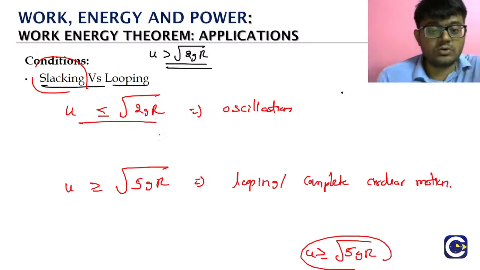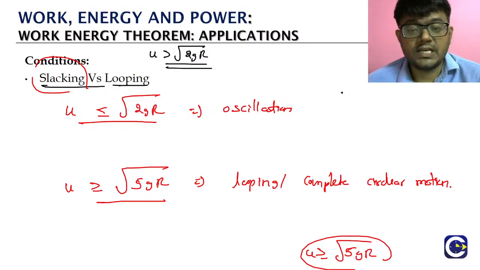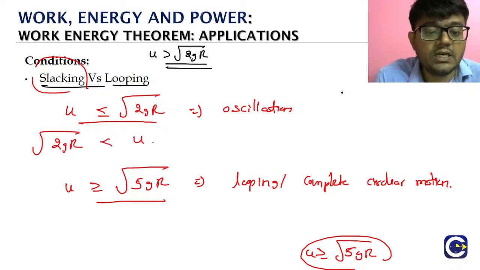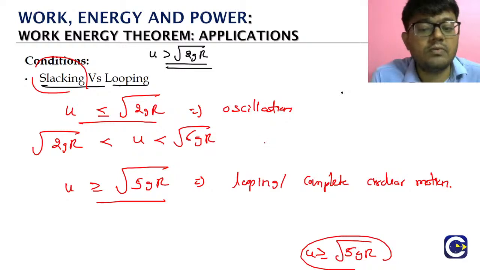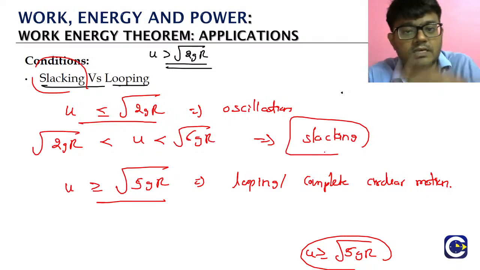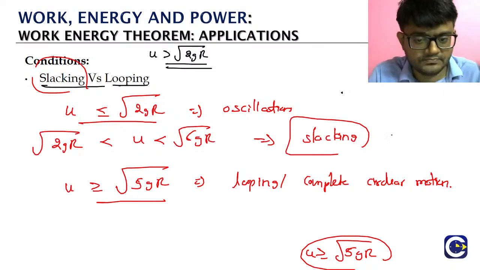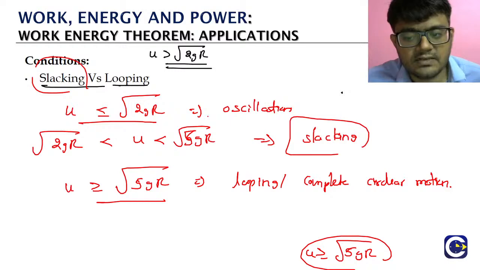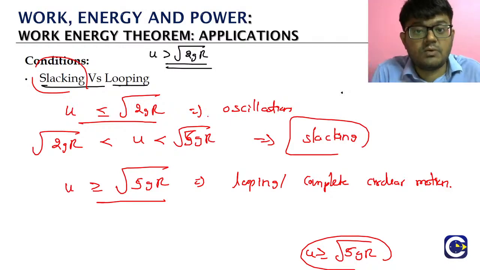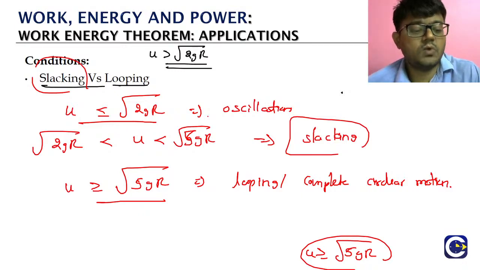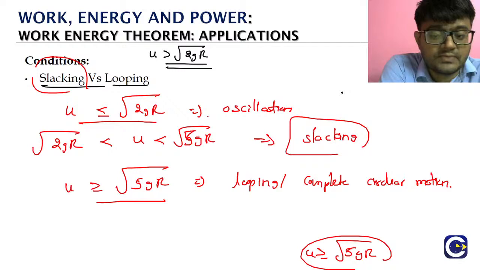So this is less than or equal to root 2gr, then more than or equal to root 5gr. If you are giving a velocity which is in between the two, root 2gr up to root 5gr, what is it going to have? It will give us incomplete vertical circular motion, and slacking is going to occur. So for the initial velocity in the range root 2gr up to root 5gr, somewhere in the circular motion the tension becomes 0 and it will come out of the circular path. So these are the conditions in terms of the velocity.